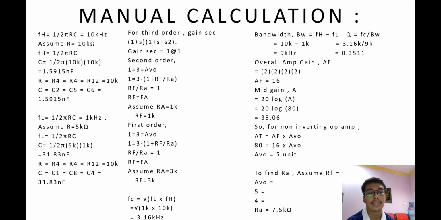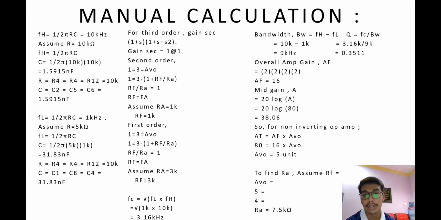For the low cut-off frequency, we use 1 over 2 pi RC, the same formula as for high cut-off. The spec given is 1 kilohertz, so we assume R as 5 kilo ohms. We substitute the values into the formula, which is 1 over 2 pi times 5k times 1k. So we got 31.83 nanofarad, which is also not far from our actual value, which is 33 nanofarad.